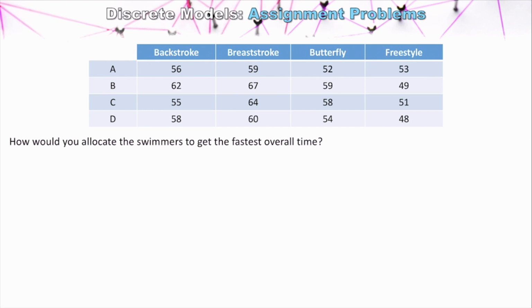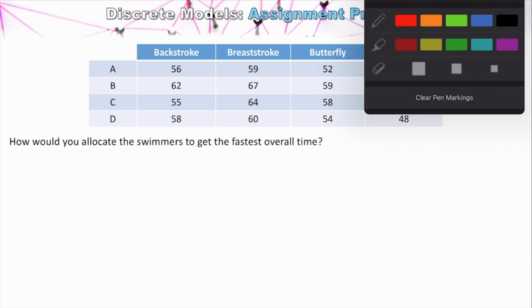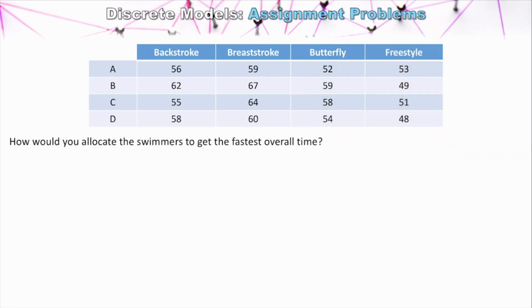And you can see with this allocation that swimmer B has their fastest time in freestyle, but so does swimmer C and so does swimmer D. So we can't just give the fastest time to each swimmer here. We have to think about what allocation would give our fastest overall time. Because this is quite a small problem, we don't have many jobs or different swimmers to pick from, so we could look at this for a little while and identify the fastest allocation just by looking at it.